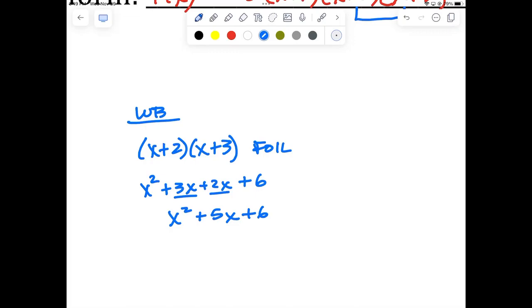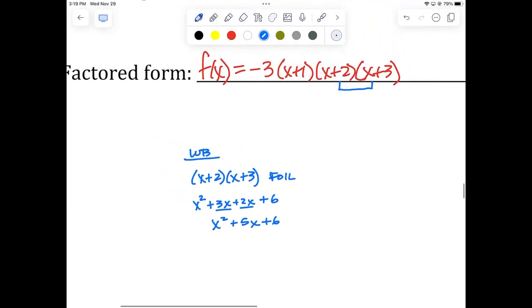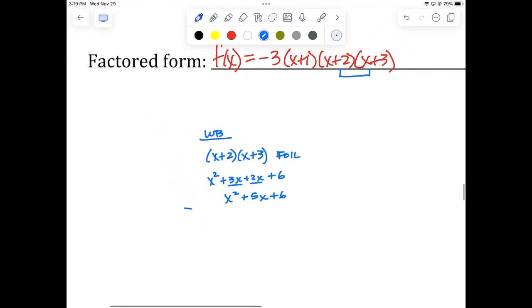First, outer, inner, last. Now, that's just those two combined with each other. Now what I need to do is this. Now I need to take the next factor of x plus 1 and write it side by side with that new one that I just came up with. And I need to expand those out.